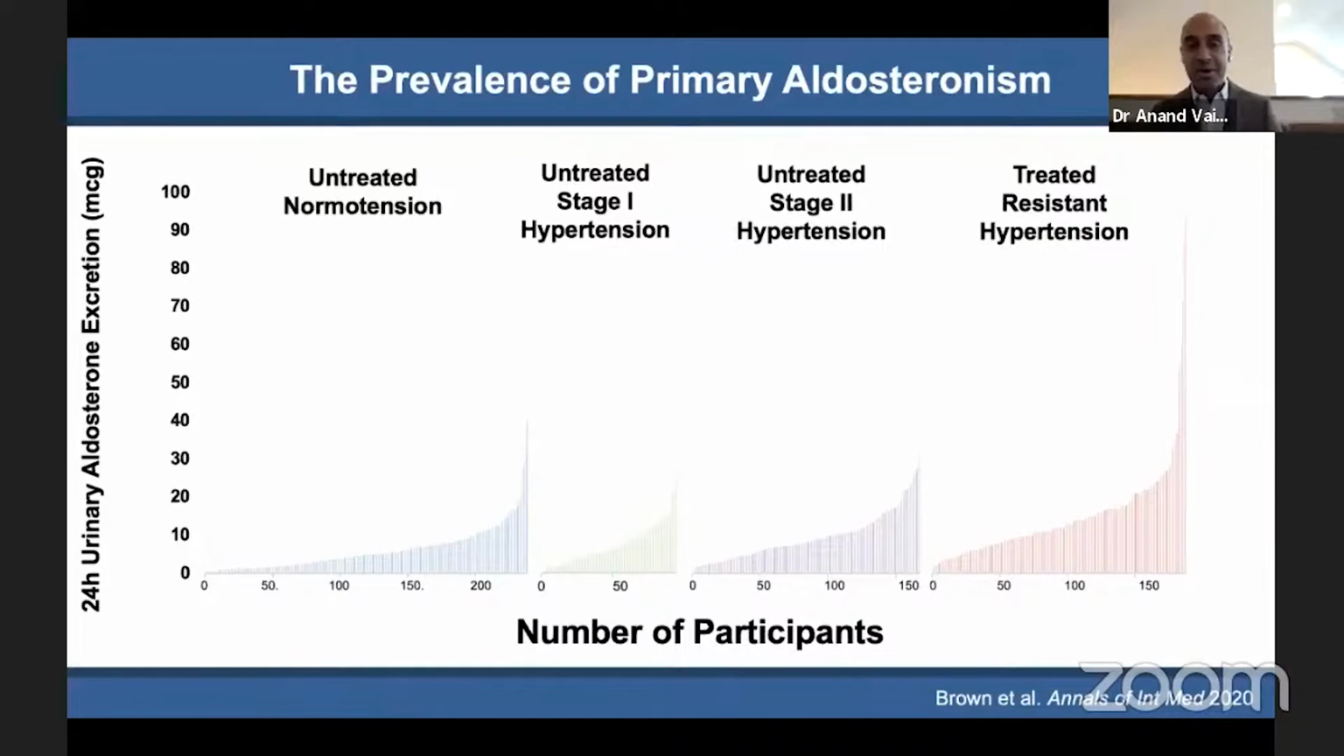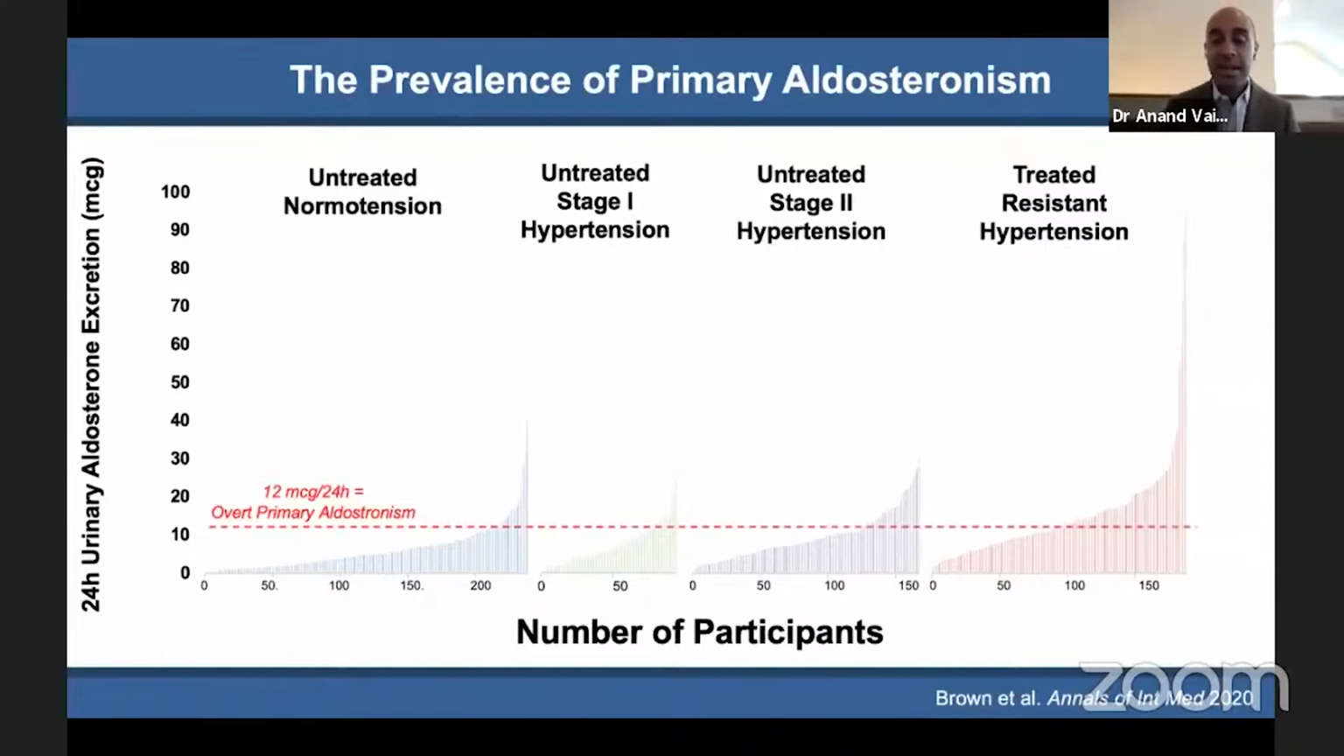In fact, so far in this talk, I have not defined primary aldosteronism based on any diagnostic threshold. We've only defined it based on a concept. But if you look at this concept and then you draw a line, so the official diagnosis on this dynamic confirmatory test is any aldosterone above 12 micrograms for 24 hours is primary aldosteronism. You can see that this definition is entirely arbitrary. It bisects a continuous distribution. And if you look at this, people above this line have primary aldosteronism, but what about the people below this line?